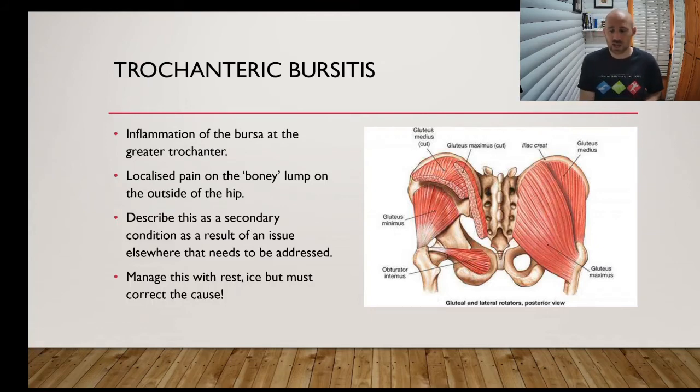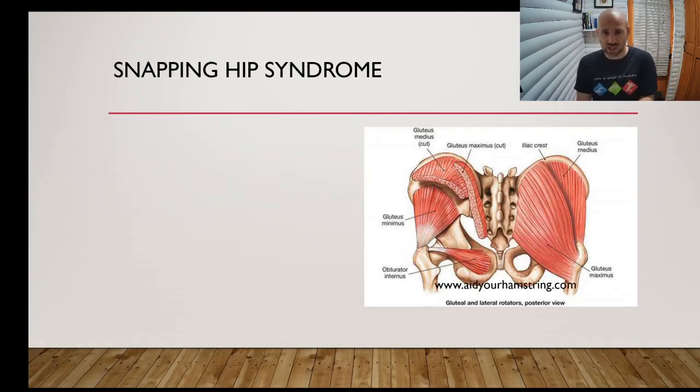For that reason. So yes, we want to manage things like inflammation with ice or rest, but we need to be treating the cause. Back to that fixing the leak analogy. We need to understand what our condition is and what's causing it.